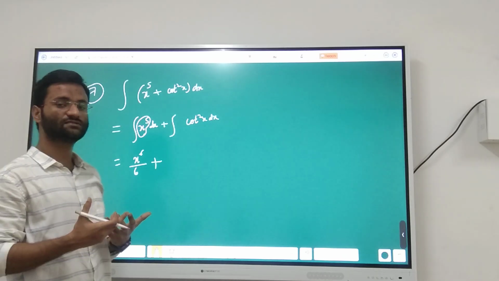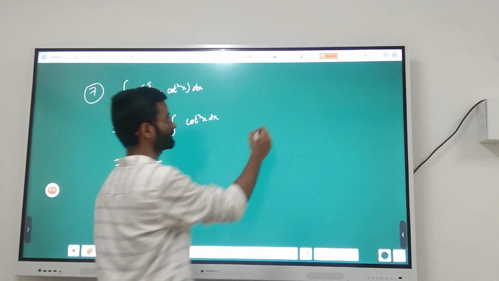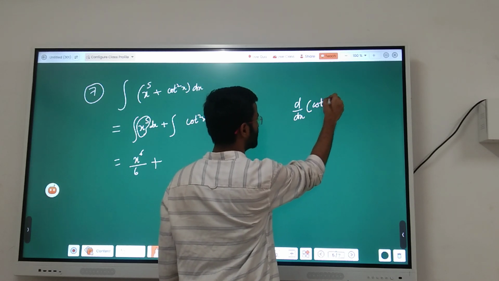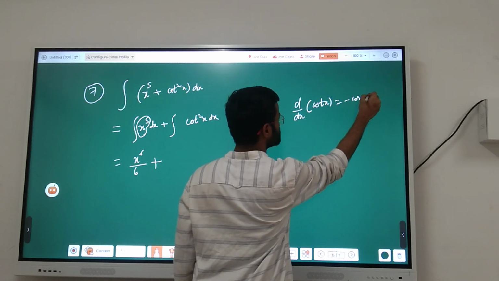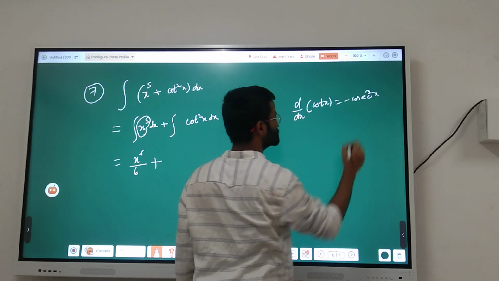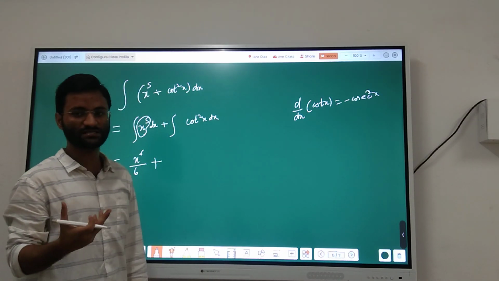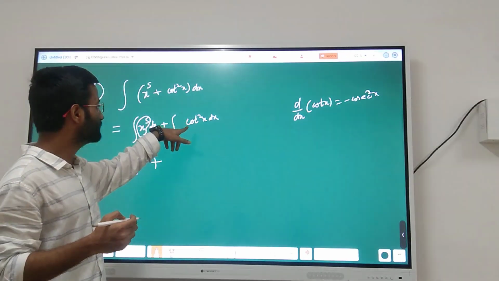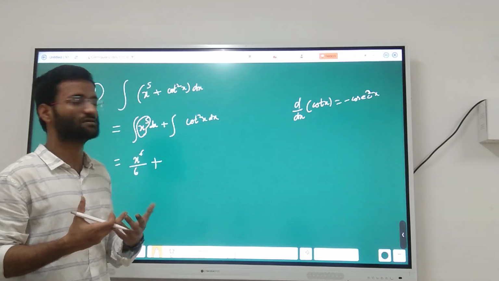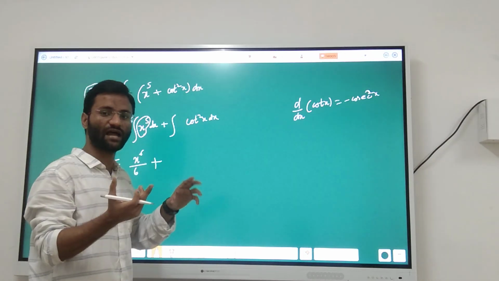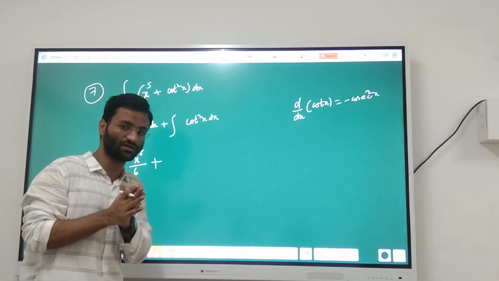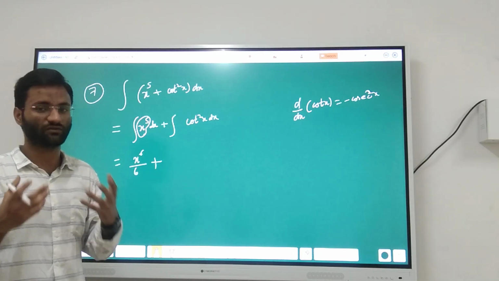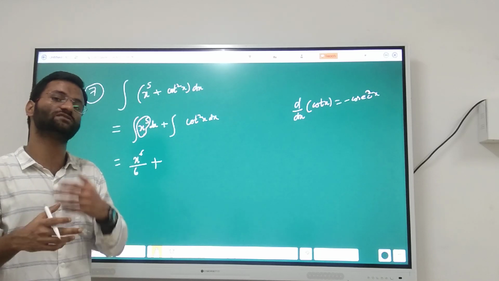If I ask what is the differentiation of cot x, you would say that the differentiation of cot x is minus cosec square x. So if I ask the integration of cosec square x, you would say minus cot x plus c. So we directly don't know the formula to integrate cot square x, but we can convert it into cosec and then integrate cosec square x. Always keep in your mind that in integration you cannot integrate all the functions, but in differentiation you can differentiate all the functions.